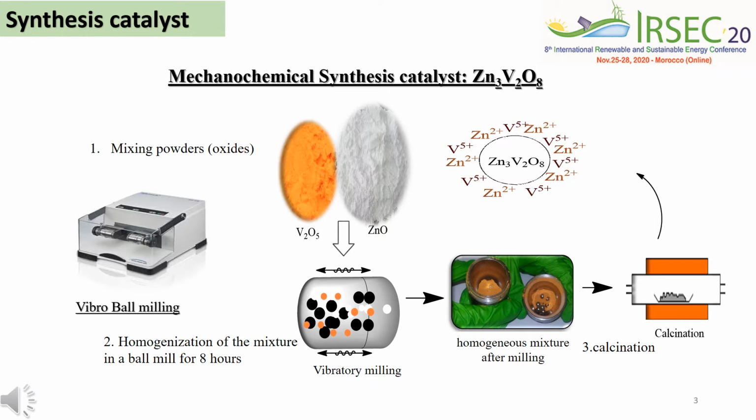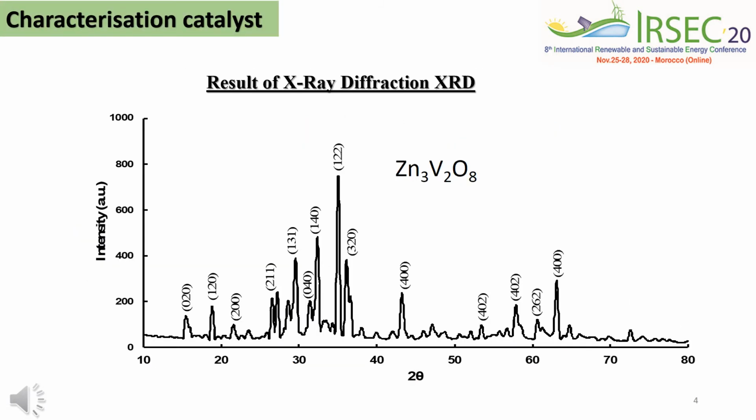The catalyst was synthesized via a simple mechanochemical route based on milling of stoichiometric quantities of zinc and vanadium oxide in vibro ball milling for 8 hours. The obtained mixture was calcined at 400 degrees Celsius for 4 hours, then characterized. The results of X-ray diffraction show the obtention of one phase.